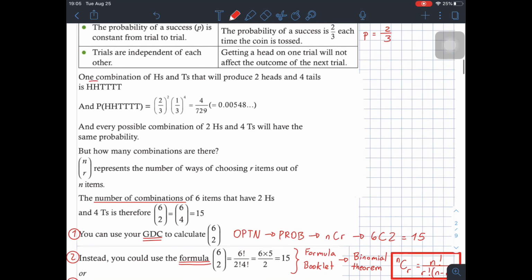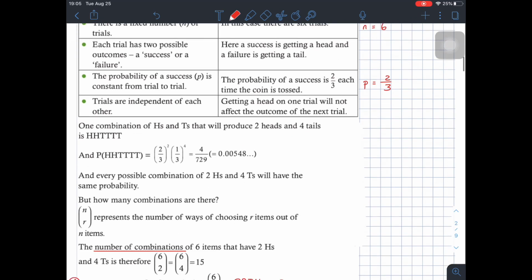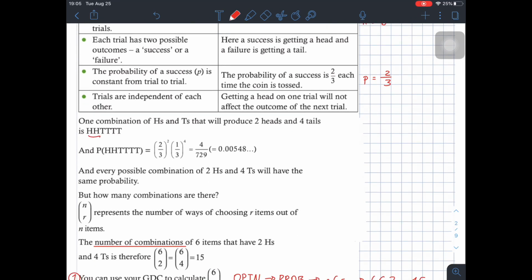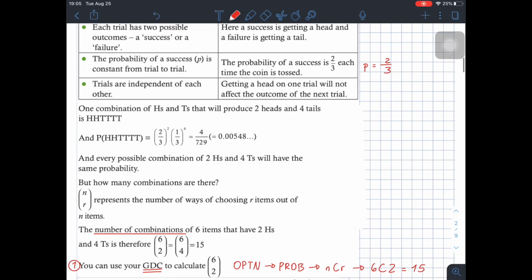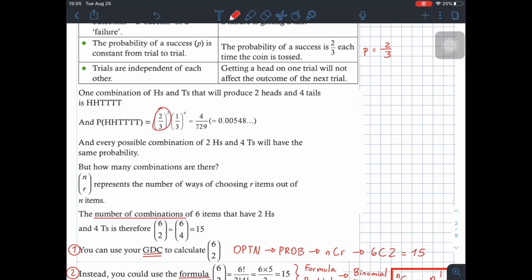So it says one combination of heads and tails that will produce 2 heads and 4 tails, which is what we're looking for in this problem, 2 heads in 6 tosses, is head, head, tail, tail, tail, tail, right? And the probability for calculating this, we have seen this already, it's 2/3, the probability of head, it is repeated twice, so squared, times the probability of tails, which is 1/3, and this is to the 4th power, right? Because it's repeated 4 times.